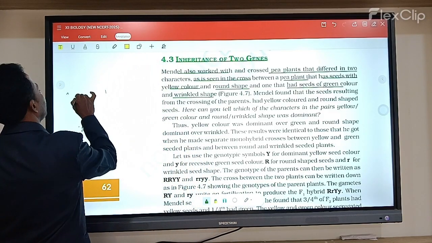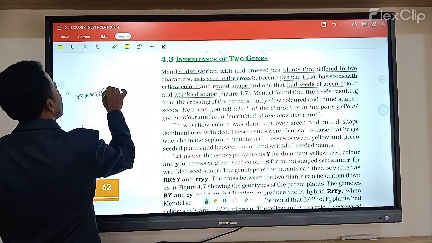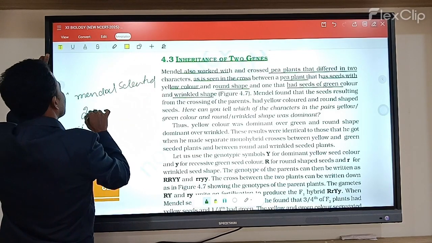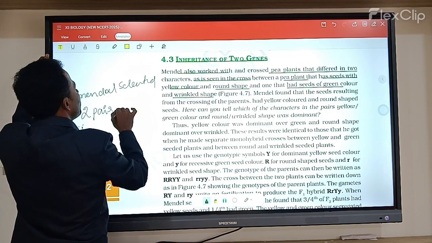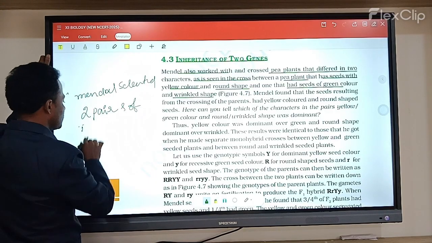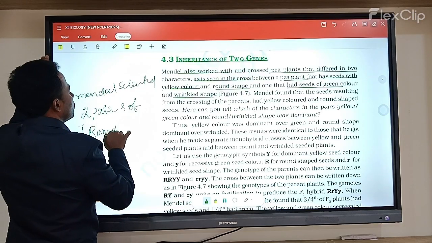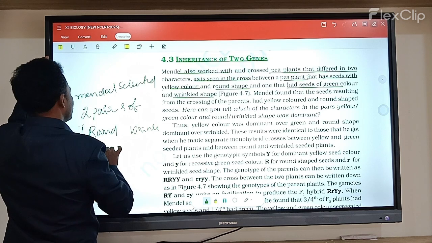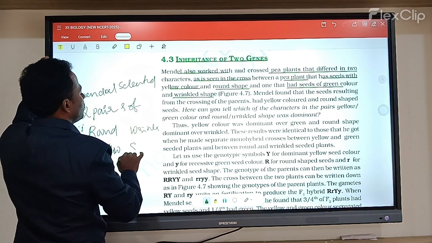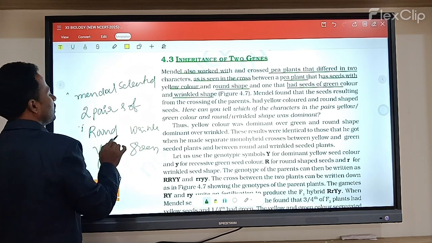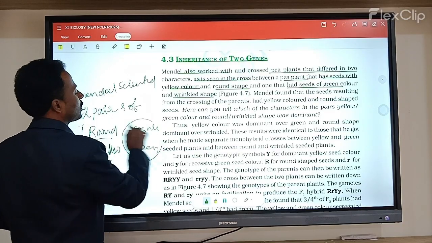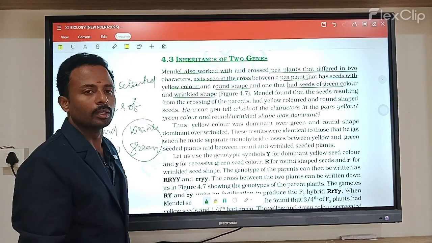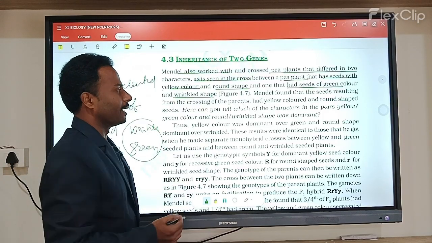Here Mendel selected two pairs of characters. How many pairs? Two pairs of characters: round and wrinkled, yellow and green. So these two are completely dominant, and these two are called recessive. So here Mendel selected two traits.